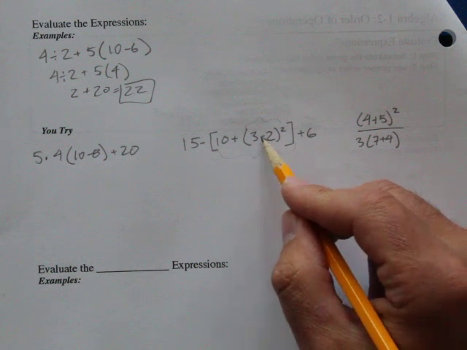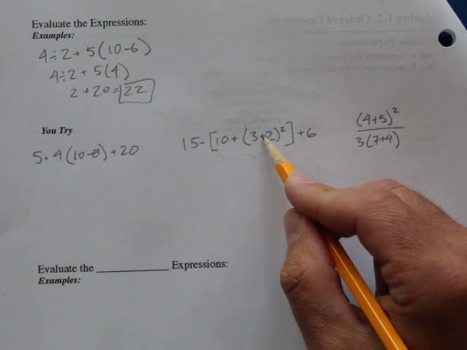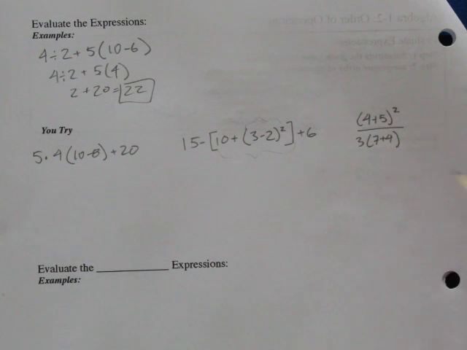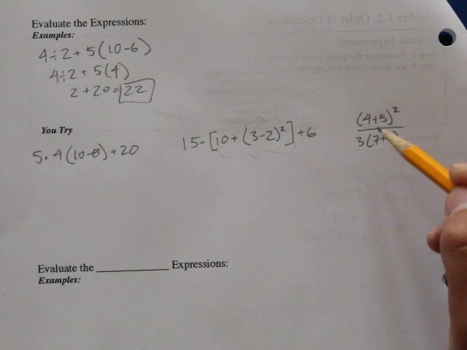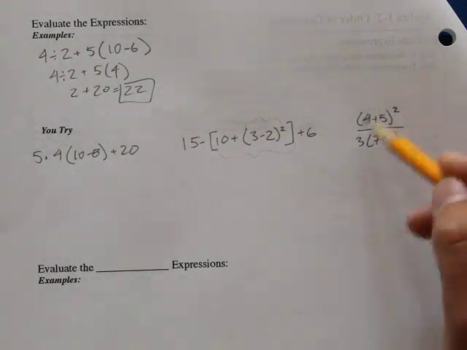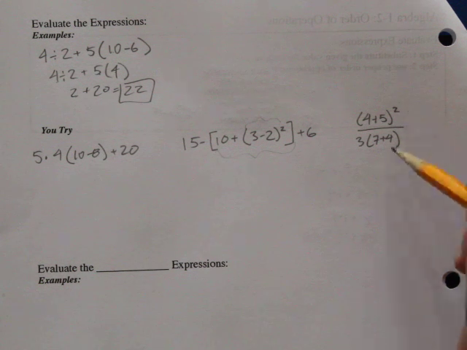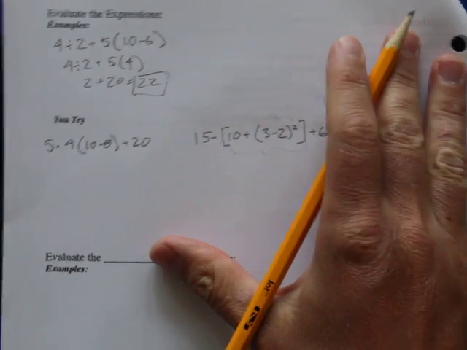So do inside the parentheses, then do the exponents in here, then you do the bigger parentheses, and then addition and subtraction, and then if there's multiplication, do that before, right? And then for this one, remember, you do the parentheses first, then exponents, then multiplication, division. Okay, pause now. All right, let's see how you did.